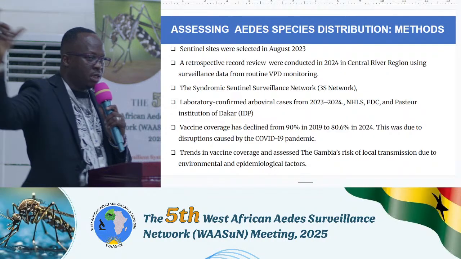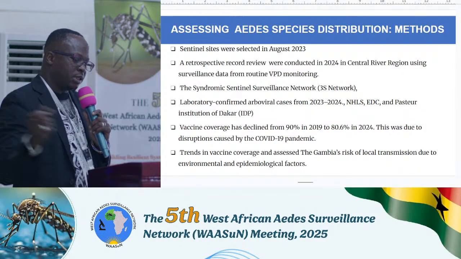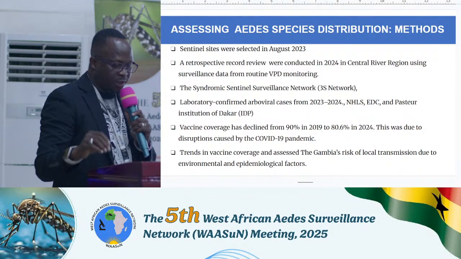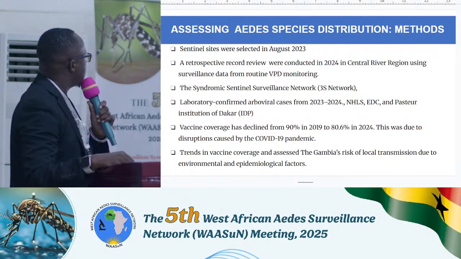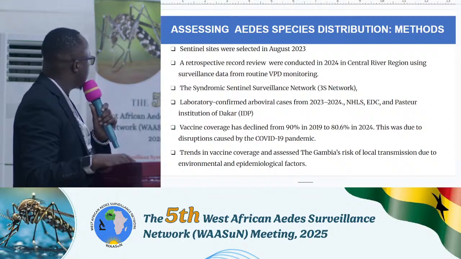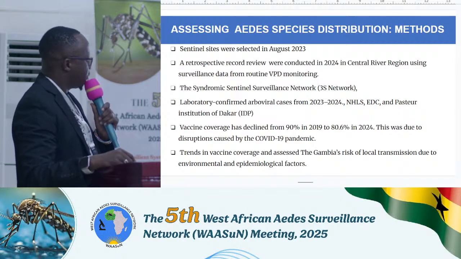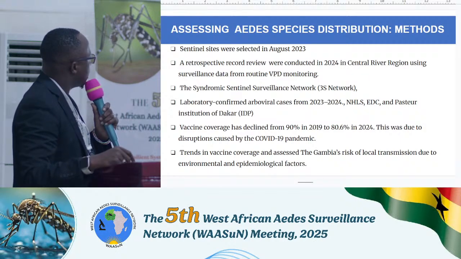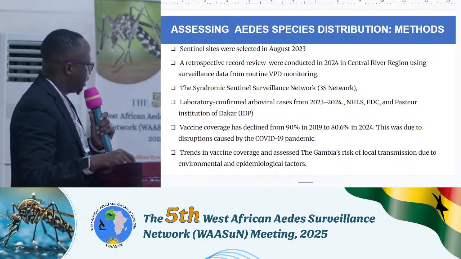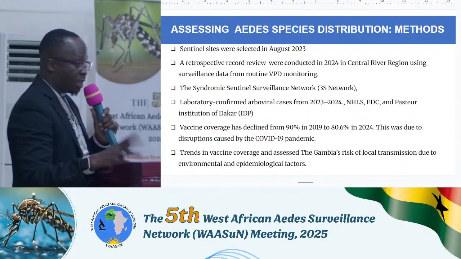That is one in the far up country in the rural areas, that is in Central River, and then we have one in the cosmopolitan area, that is the western region, close to the capital. The syndromic sentinel surveillance network also is in place in the country. Laboratory confirmation of viral cases from 2023 to 2024 by the National Health Laboratory Service, the Epidemiology and Disease Control, and the Pasteur Institute of Dakar.